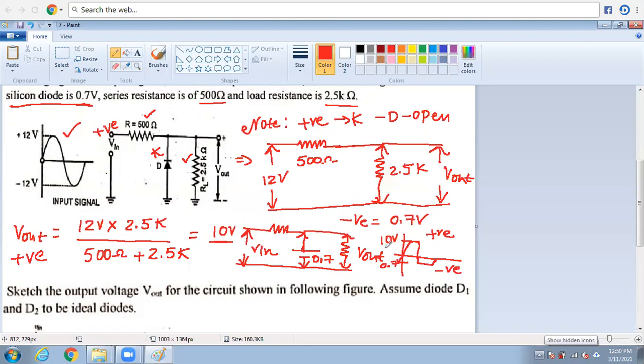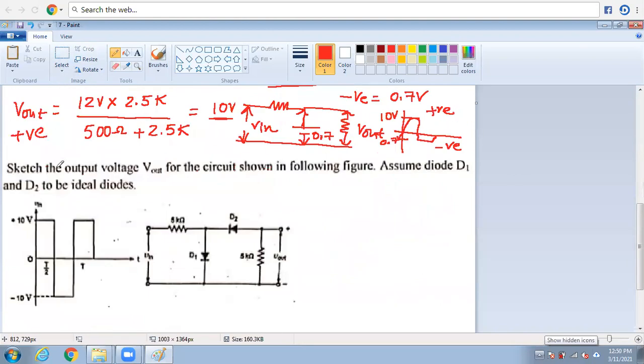Okay, now the next problem. Sketch the output voltage, V out, for the circuit shown in the following figure. Assume both diodes are ideal. Very good problem. First you have to consider the positive peak. In detail, I will explain one by one. Positive peak means this is the positive supply, this is the output, and the other is negative.